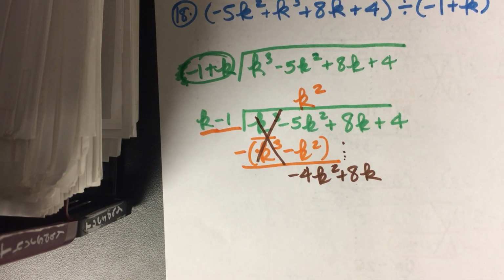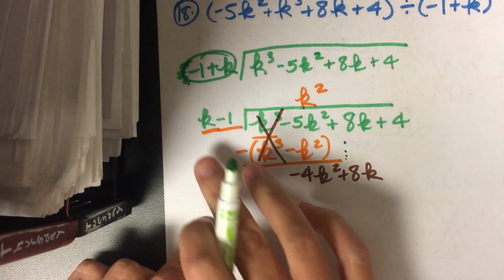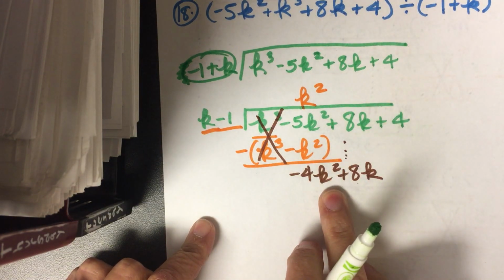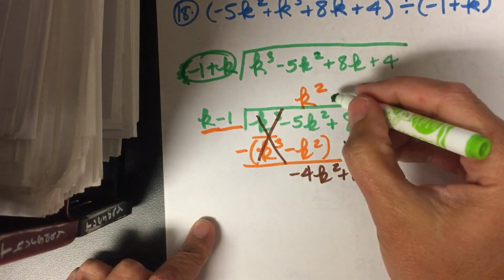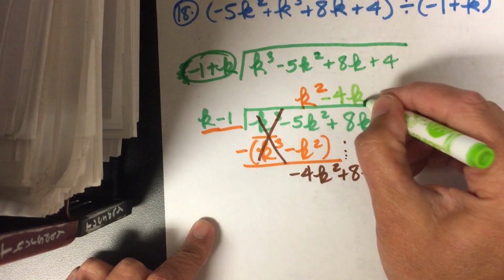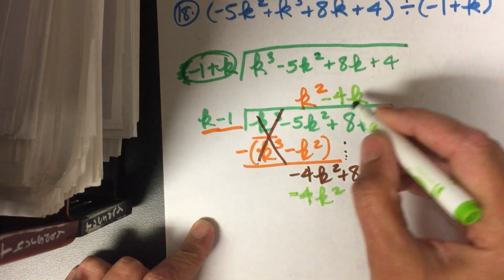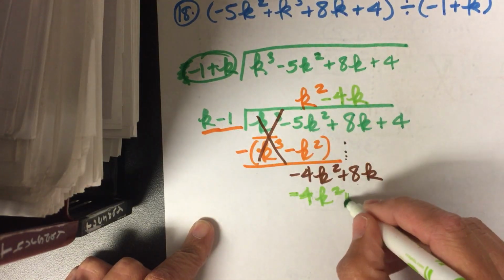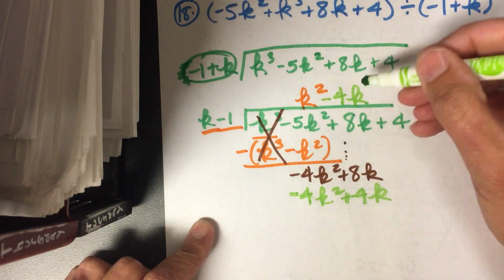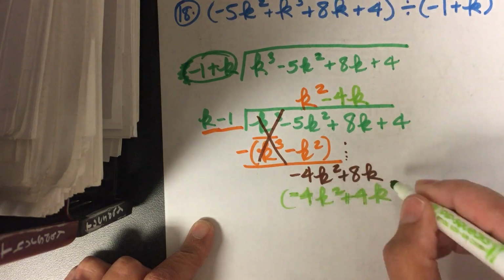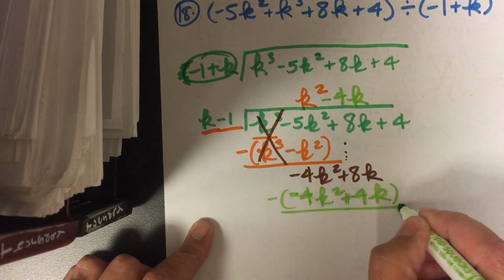So the next one is going to be to figure out how many times k goes into negative 4k squared. Well, to get the k squared aspect, I need a k, and to get negative 4, I need negative 4. So negative 4k. So I've got negative 4k squared, and then negative 4k times negative 1 is positive 4k. Notice how they all line up too. The k is over the k, the k squared is over the k squared. It should always be like that in your long division.